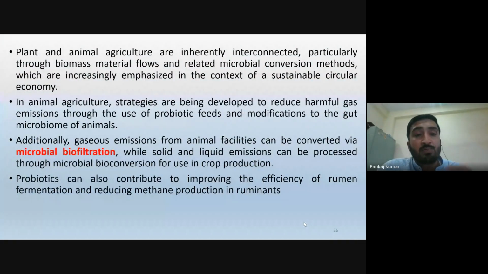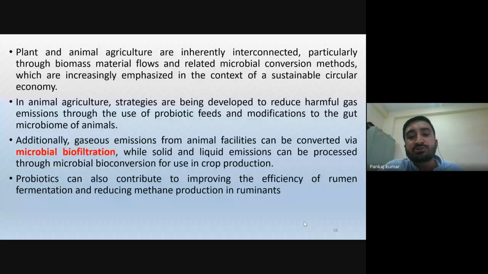Now, plant and animal agriculture are inherently interconnected, particularly through biomass material flows and related microbial conversion methods, which are increasingly emphasized in the context of a sustainable circular economy. In animal agriculture, strategies are being developed to reduce harmful gas emission through the use of probiotic feed and modification of the gut microbiome of animals.